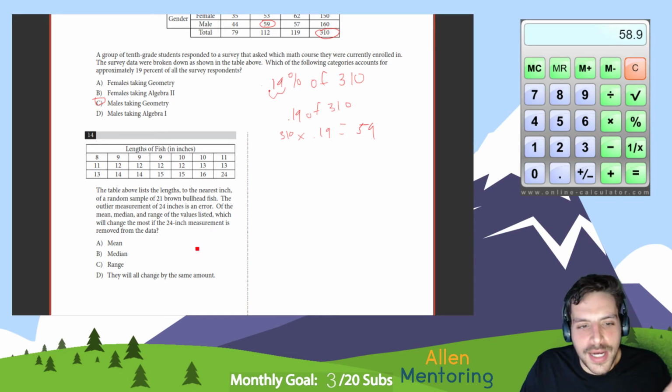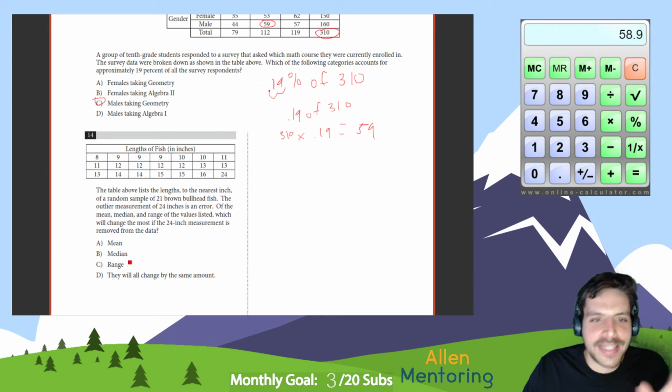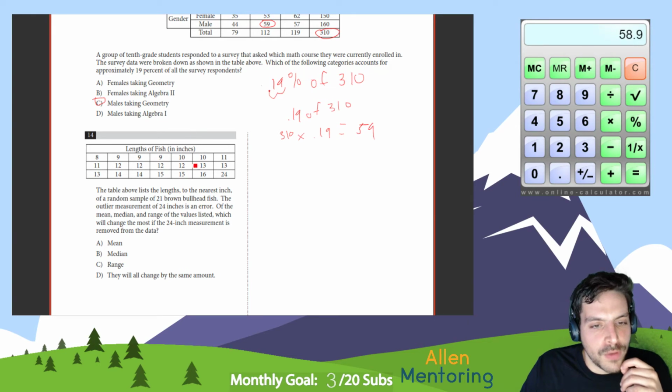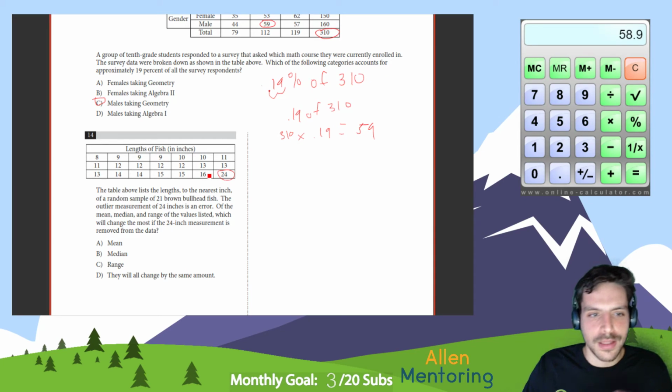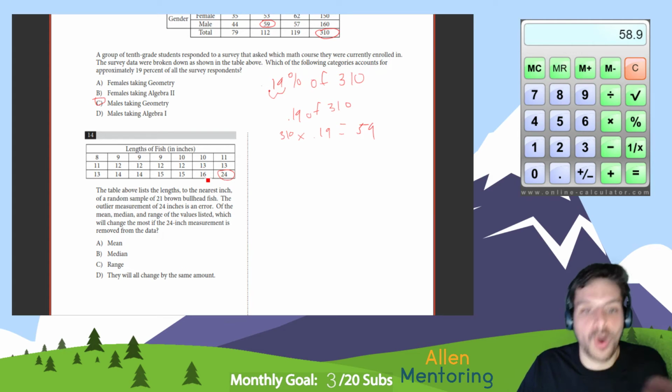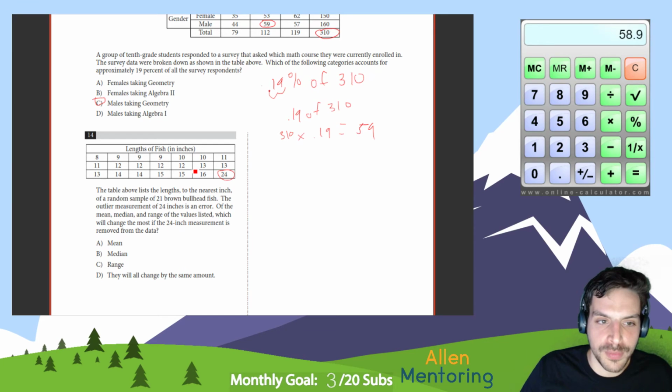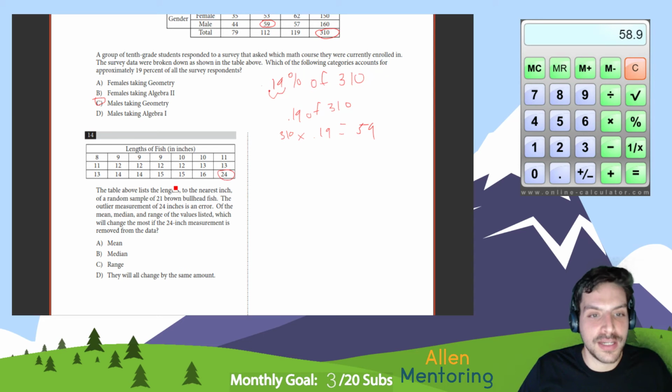So right off the bat, without even doing any calculations, it's probably going to be the range, right? Why do I think that? Well, first of all, they tell us that 24 inches is an outlier, right? It's way above what it should be, right? And so range, we understand, is the difference between the highest and the lowest values. So if you take out 24 from the data, the difference between the highest and the lowest is going to change by a lot, right? It's going to go from being 24 minus 8 to 16 minus 8. That's a pretty big difference for this data set.